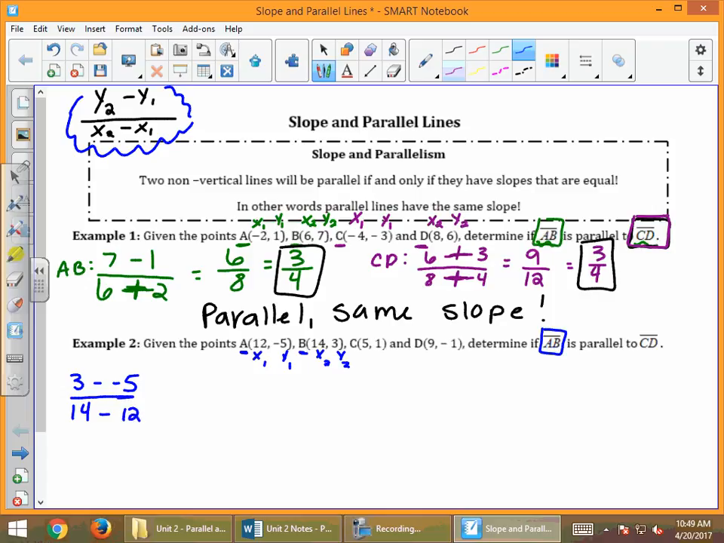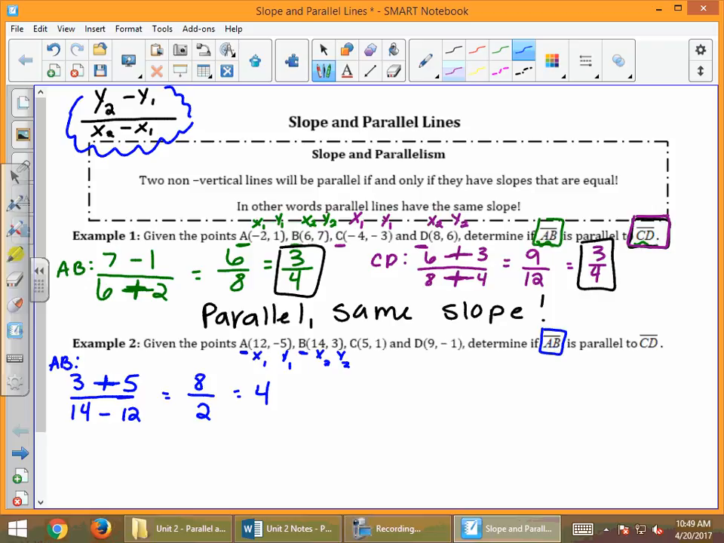Look for your double negatives. We have a double negative in the top, so we're going to change this to a positive. And this is AB. We're going to label. Clean it up some more. 3 plus 5 is 8. 14 minus 12 is 2. Always simplify your fractions. 8 over 2 simplifies down to 4. So the slope of AB is 4.